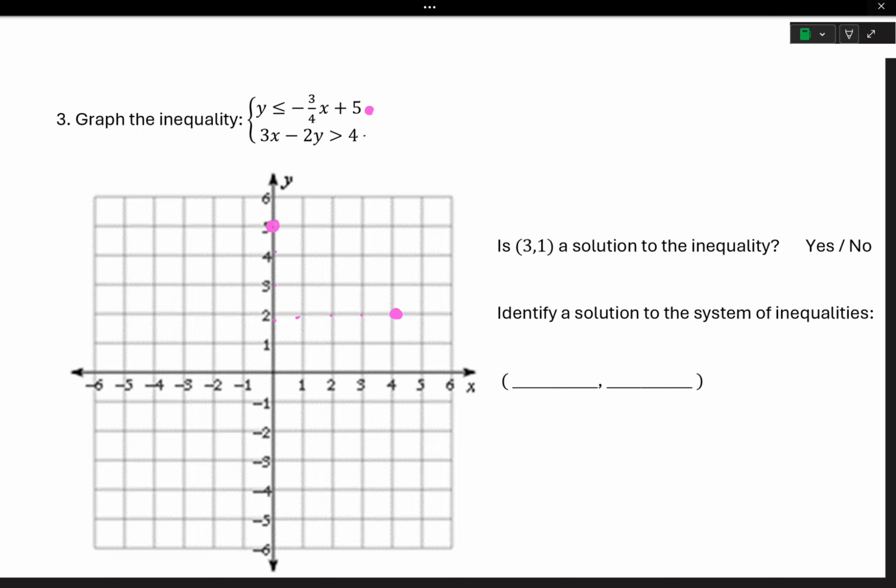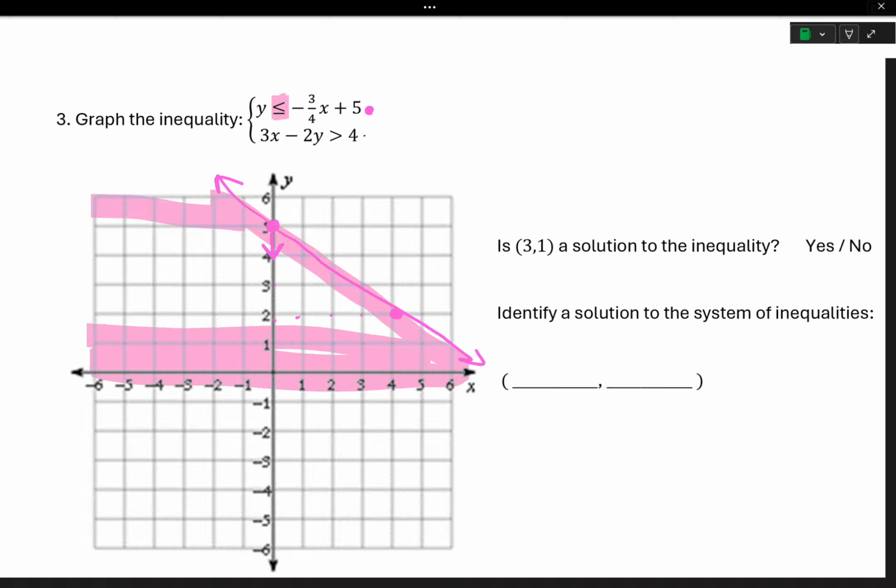Based on our symbol, we are going to have a solid line because it's less than or equal to. That or equal to means solid. Okay. Since it's less than, we're going to be shading below the y-intercept. So it's going to be here. Oh, I remember why I did that second inequality that way.